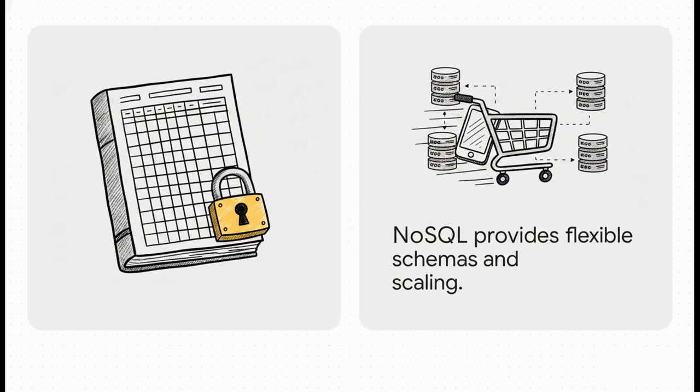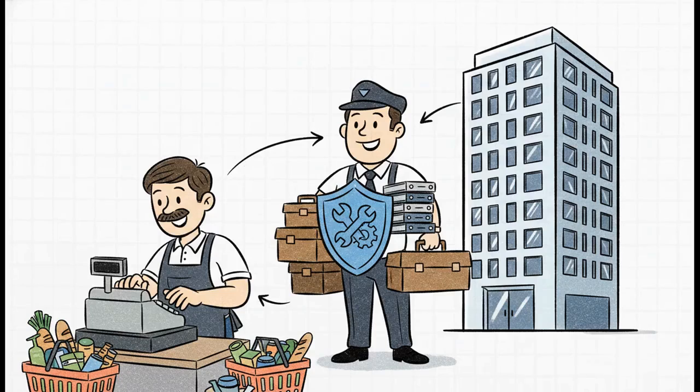On the flip side, NoSQL databases are all about flexible structure and high speed. They don't force your data into rigid tables. Instead, they scale horizontally by just throwing more servers at the problem, making them incredibly fast for things like mobile apps and shopping carts. So, back to our story.